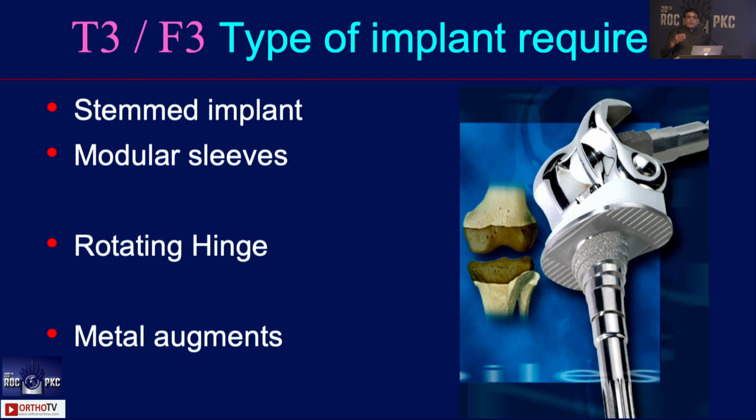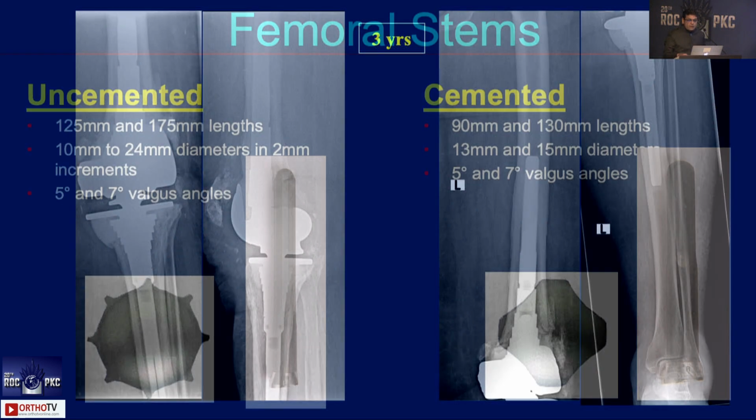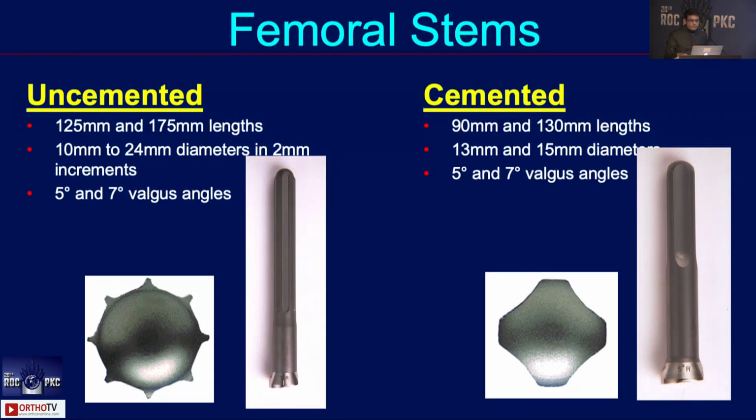And also, most of the time it would be a cemented stem because you're anyway going to cement into the cone. Might as well use a cemented stem. So this is one such patient where both sides have sleeves and long stems, giving me alignment and stability.